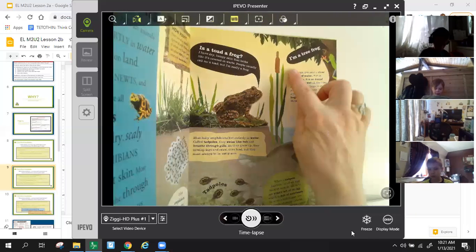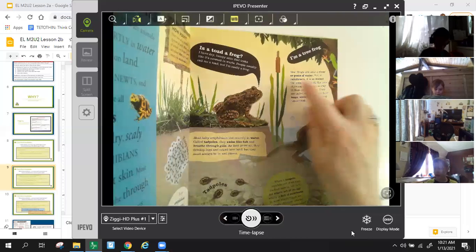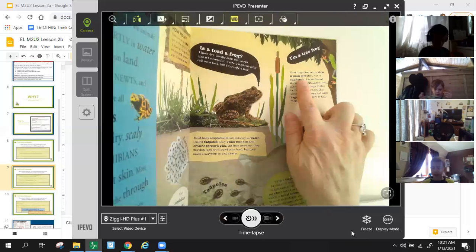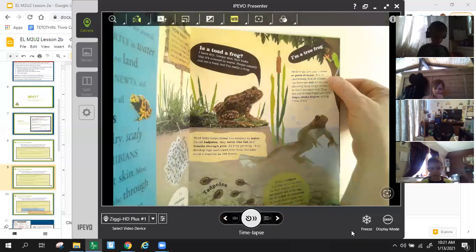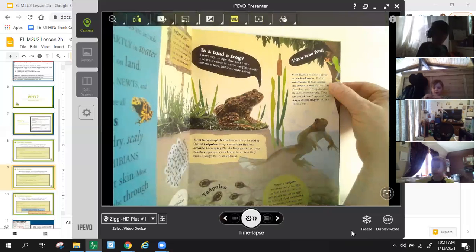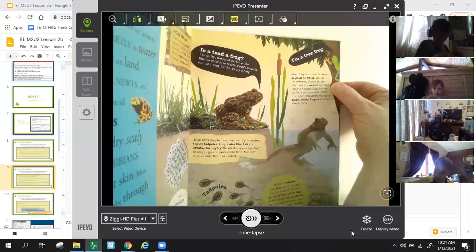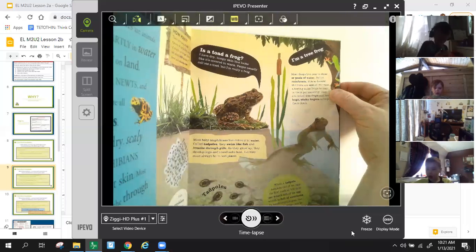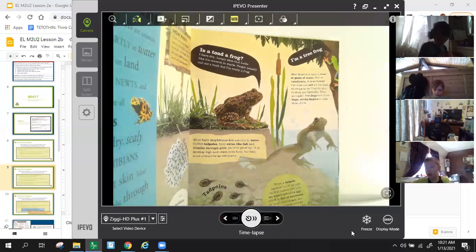I'm a tree frog. Most frogs live near a river or pools of water, but in rainforests, it is so humid that trees are wet all the time, allowing some frogs to stay in them permanently. They are called tree frogs and have huge sticky fingers to help them climb. Okay, lots of information there for sure.